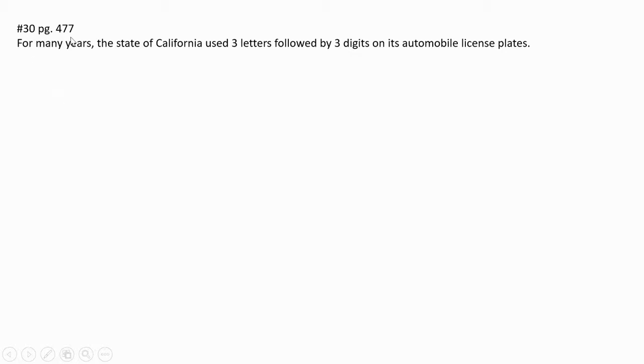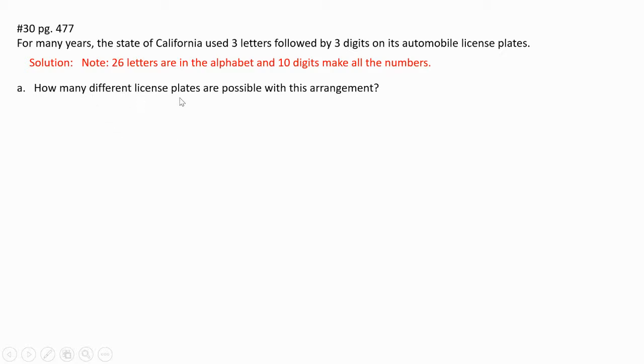Number 30 from page 47 says, for many years, the state of California used 3 letters followed by 3 digits on its automobile license plates. So, 26 letters in the alphabet and 10 digits make all the numbers. How many different plates are possible with this arrangement?